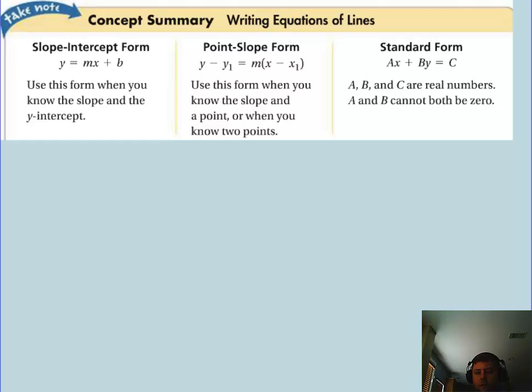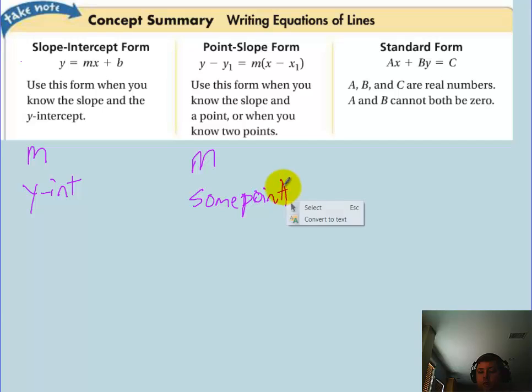Okay, when do we actually use these forms of the equation? Slope-intercept, point-slope, and standard form. We use slope-intercept when we know the slope m and we know the y-intercept. Whenever you have that y-intercept, it's good to use slope-intercept form. Point-slope form is when I know the slope m, but I don't know the y-intercept, but I know some point. It doesn't matter which point. If I know some point that is not the y-intercept, I should just use point-slope form.